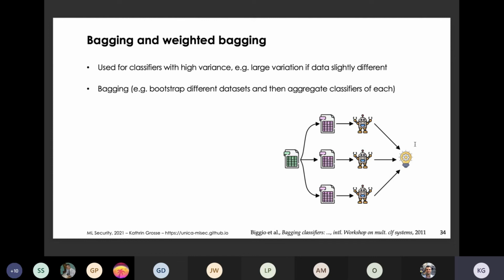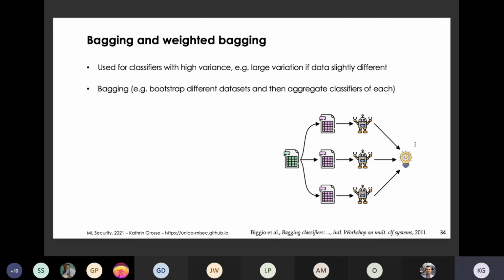you essentially subsample the data set, and then you train classifiers on each subsampled data set. And because they are slightly different, the classifiers are going to be slightly different. But because they exhibit high variance, they're going to be a little bit more than slightly different. And then this ensemble performs actually better than a classifier that is just trained on one of the data sets.